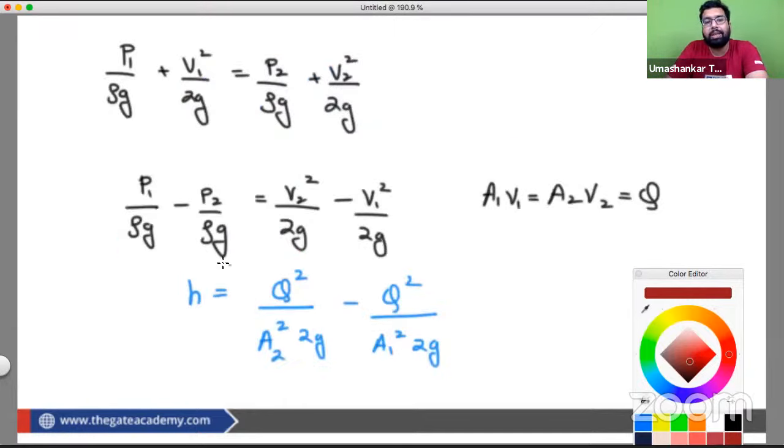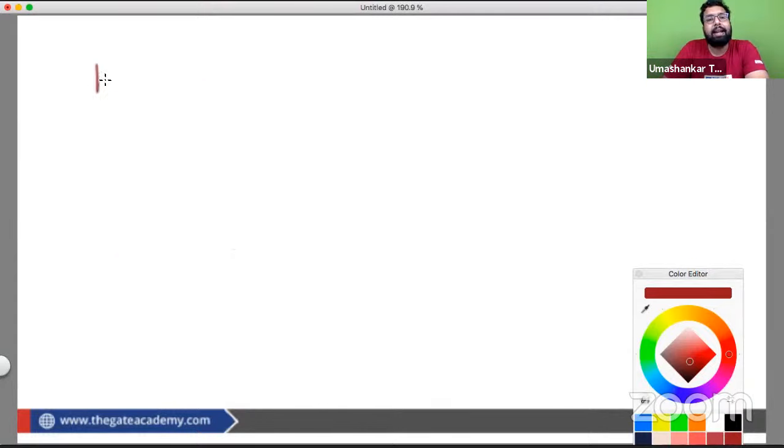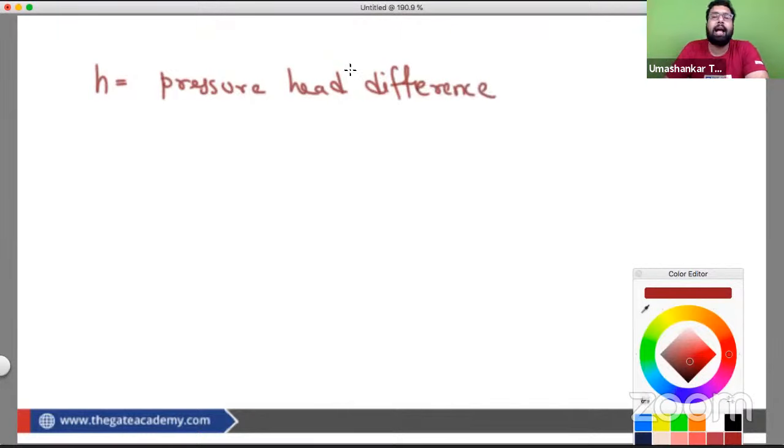Now the question is, what is this H? So can I write this H is the pressure head difference? Now remember this. This is the pressure head difference. In the last session of this series, we saw fluid statics, in which we saw pressure measurement. And in that, we saw the hydrostatic law, that is P is equal to rho gh. And we spoke about how the pressure is also represented in terms of the heads of liquid.